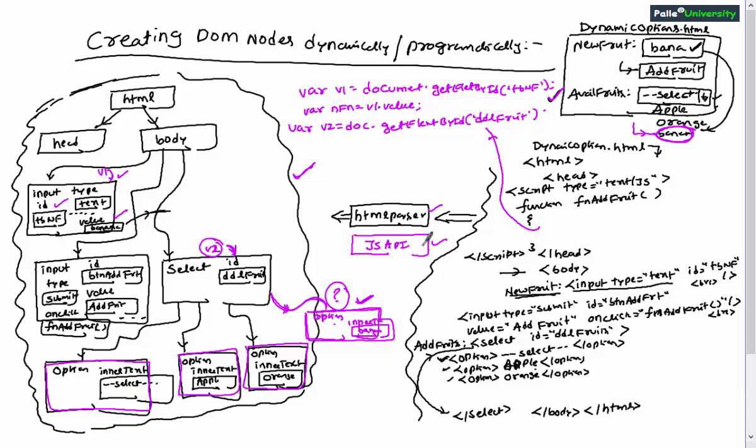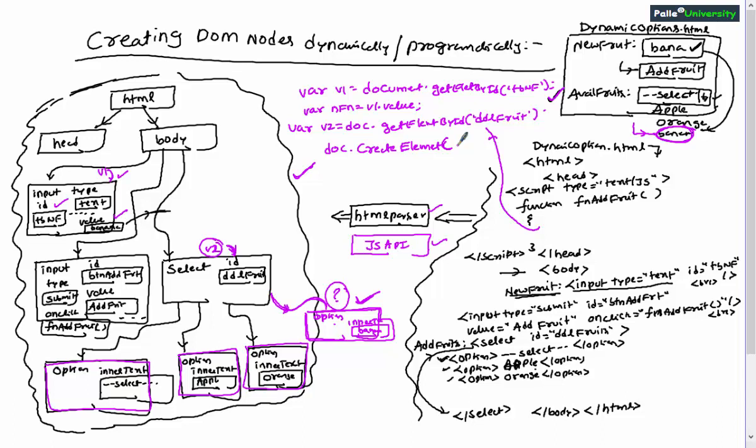One of the predefined functions present in the JavaScript API will allow us to create a new node in the DOM tree. That function name is document.createElement. Try to understand. When you call document.createElement, a new element node will be created inside the DOM tree. So createElement, and what kind of element do we want to create?